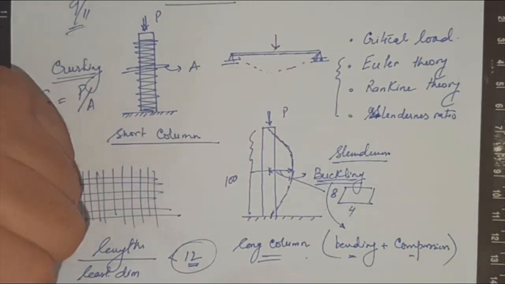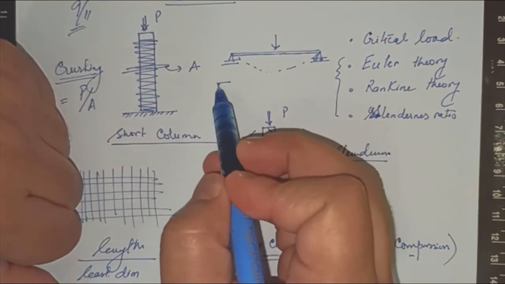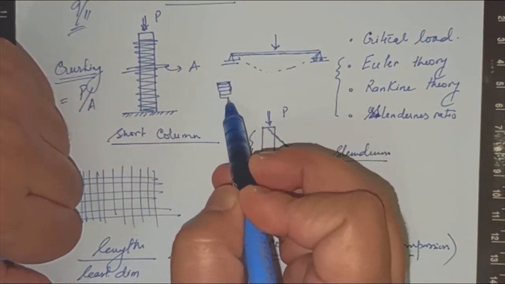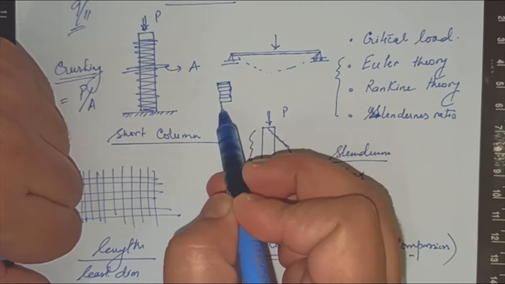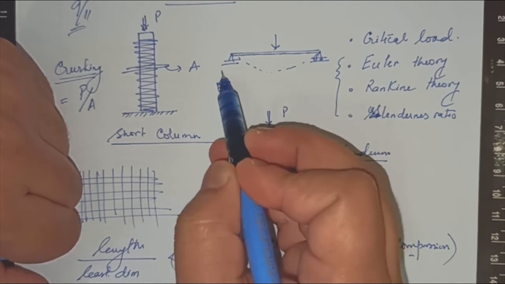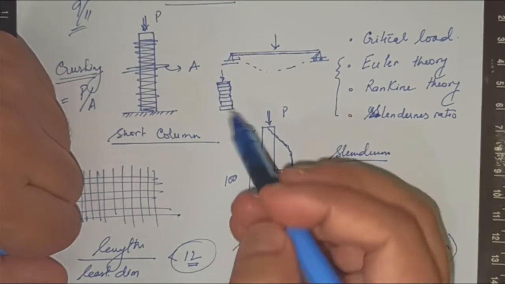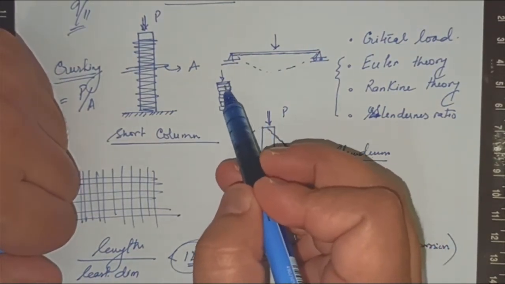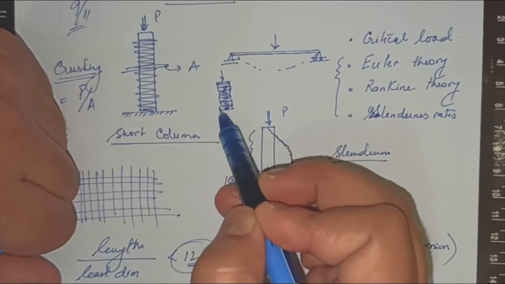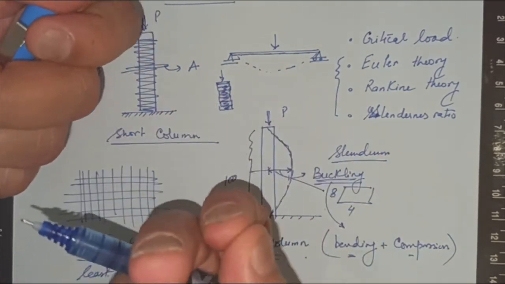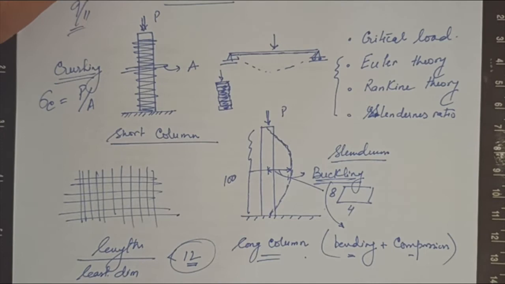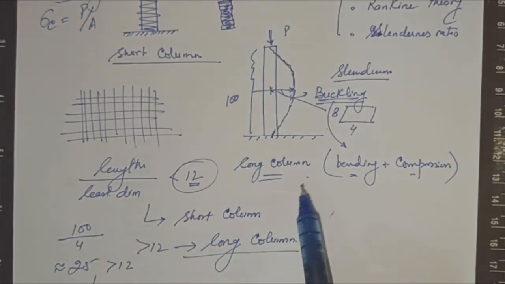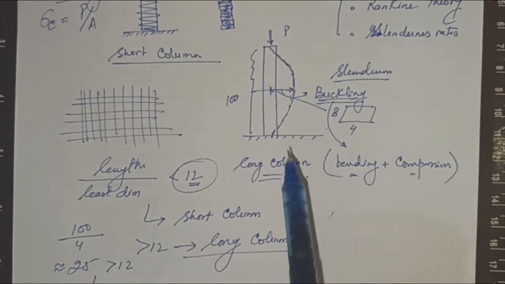If there is a pile of biscuits in this fashion, and you put some axial load from the top, then, as you know, the biscuits are brittle in nature. They fail by crushing, and everything is crushed. However, some longer columns fail by buckling.